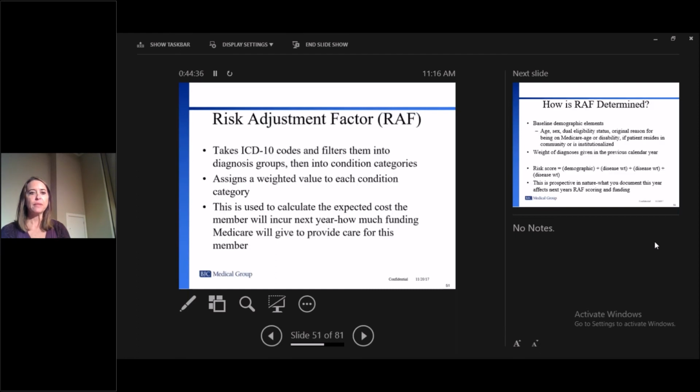So the RAF score, which is our risk adjustment factor, takes ICD codes and filters them into diagnosis groups and then into condition categories. They assign a weight value to each condition category, and this is used to calculate the expected cost each member is going to incur the next year. So how much money is Medicare going to give you to take care of this patient?